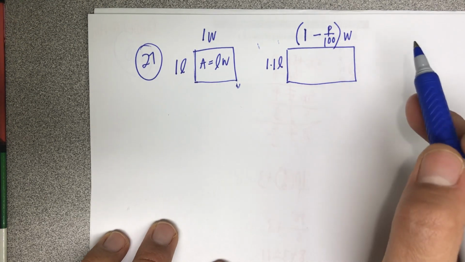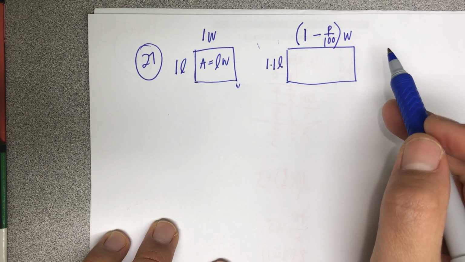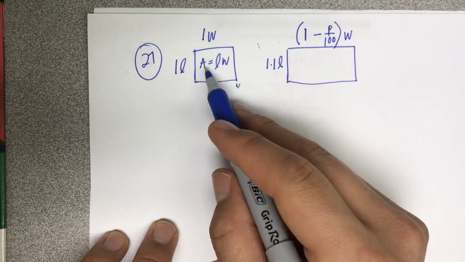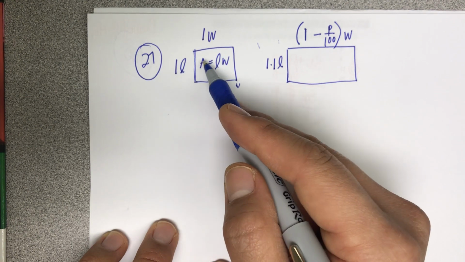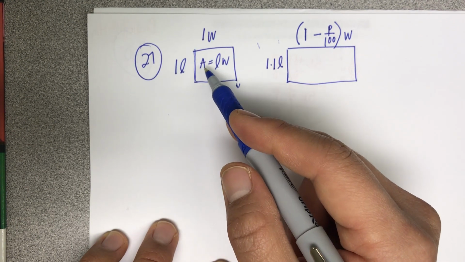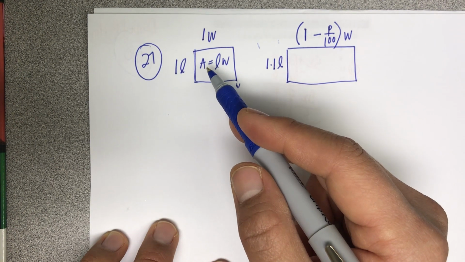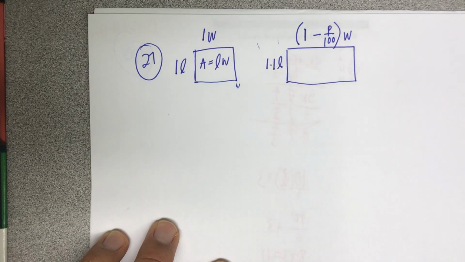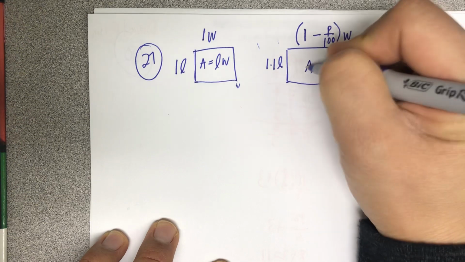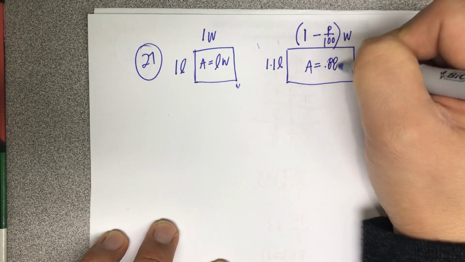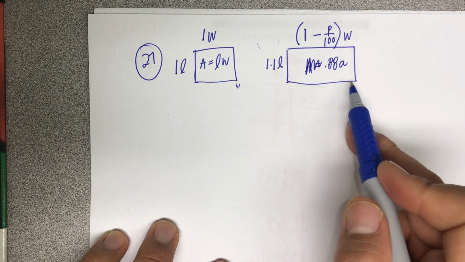Okay? And this was the hard part, setting that up. But then we also know it says that the area decreased by 12%. So let's say that the area is 1 times 1, which is 1, right? So if the area is 1, and it decreased by 12%, which is 0.12, 1 minus 0.12 is 0.88. Okay, so the area is going to equal 0.88 of the area.